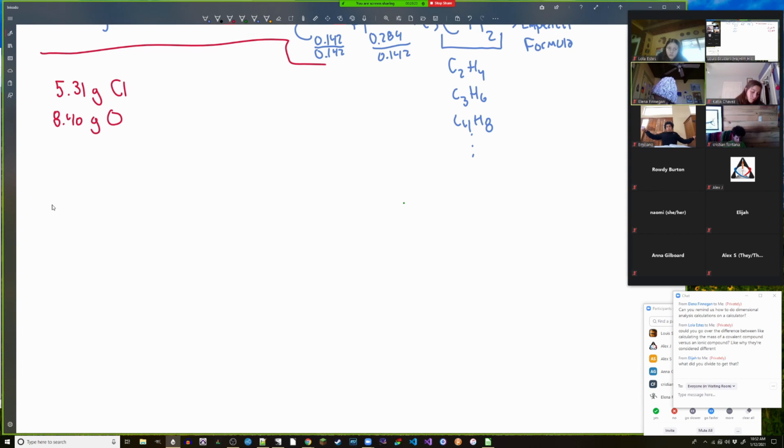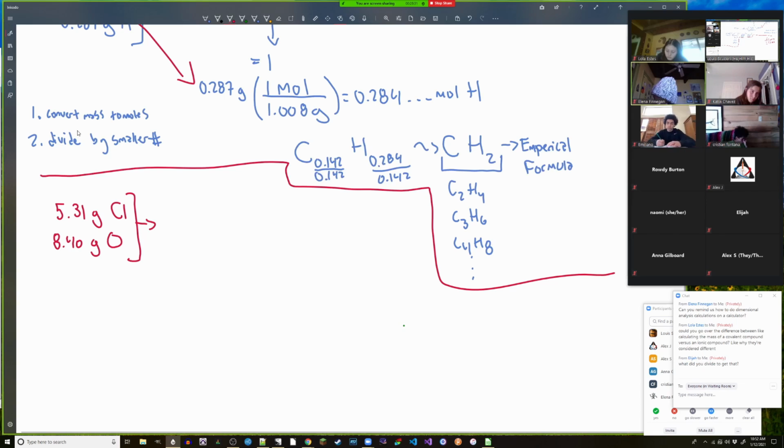I'll draw a little line to just separate these, even though it's separate colors, we know. Okay, so kind of the same steps as before, at least to start. We want to convert both of these masses to number of moles of chlorine and number of moles of oxygen. And then we'll do this formula and divide by the smallest number. So we need to look up 5.31 grams of chlorine, and we're going to divide by the molar mass of chlorine.